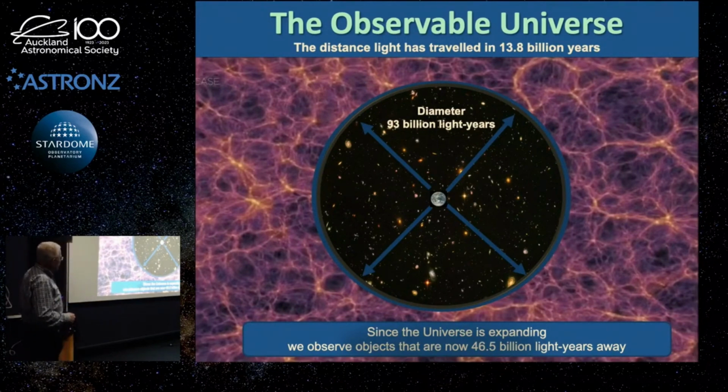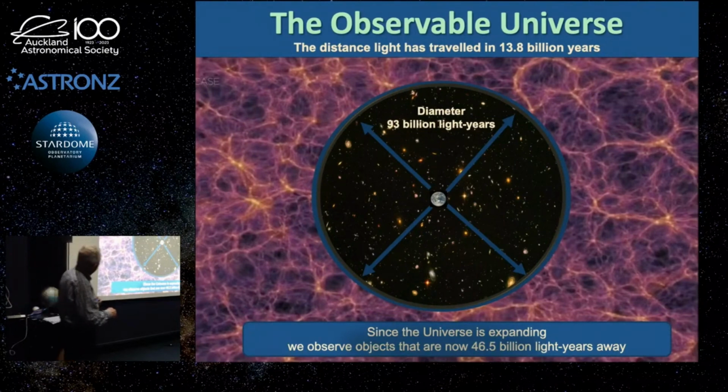So you'd immediately think, well, it's 13.8 billion light years, isn't it, across? But don't forget the universe has been expanding over that 13.8 billion years. So with a whole stack of complex calculations, the answer is that since the universe is expanding, we're observing objects about 46.5 billion light years in each direction.